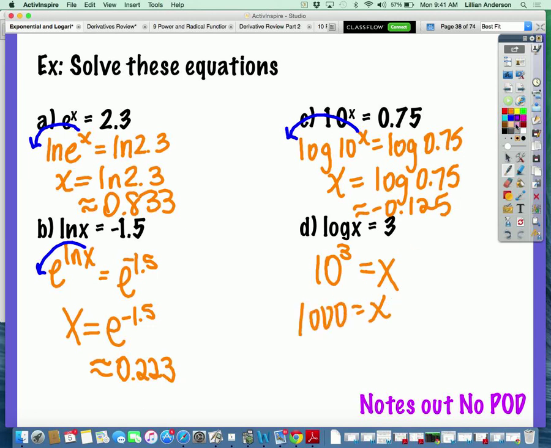Or what we could have done, if we followed the same approach, we could have done 10 to the both sides. And 10 raised to the log with no base, which technically there's a 10 there, they cancel out, leaving you with just x equals 10 to the third. Either way, we still get the same answer of 1,000. Okay? Questions?